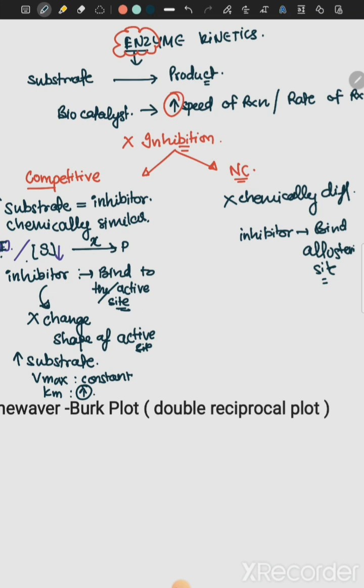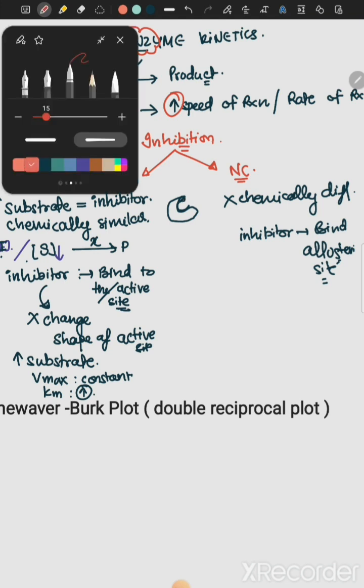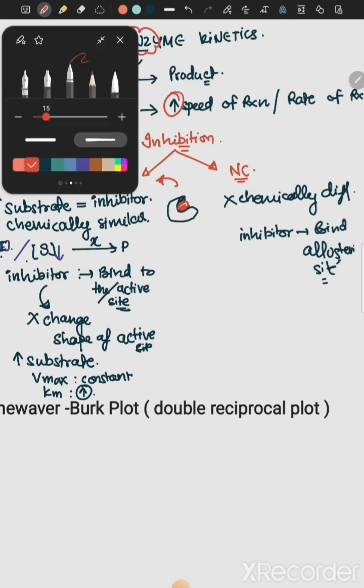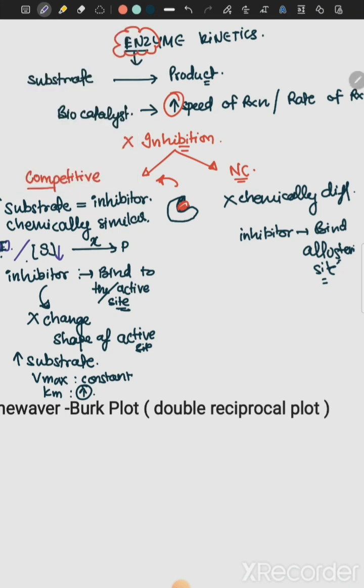Now in this situation, what happened? The allosteric site is something different. Like if it is an enzyme, and this one is the active site, then those things which bind with the active site are the competitive inhibitor. But in case of non-competitive inhibition, the inhibitor will bind to the allosteric site.